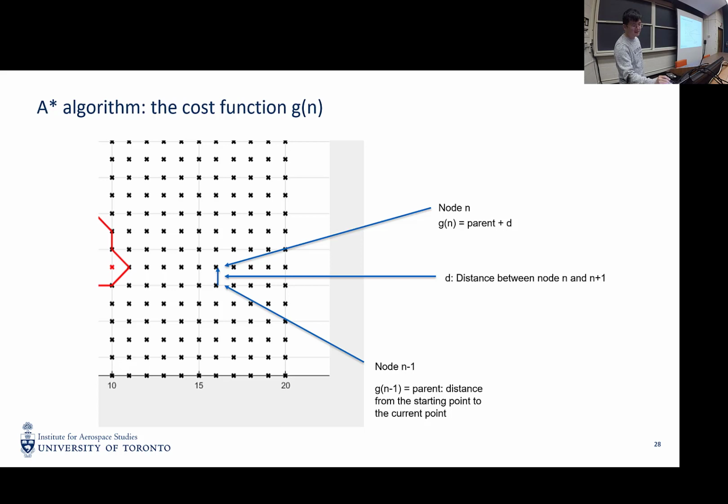Now, the G cost here is straightforward. For example, if the parent node of node n has a G cost of G(n-1), and the distance between the parent node and the node n is D, then the G cost of node n is just the summation of the cost of the parent node and the Euclidean distance between these two nodes. This is similar to the cost we used in the RRT star algorithm.